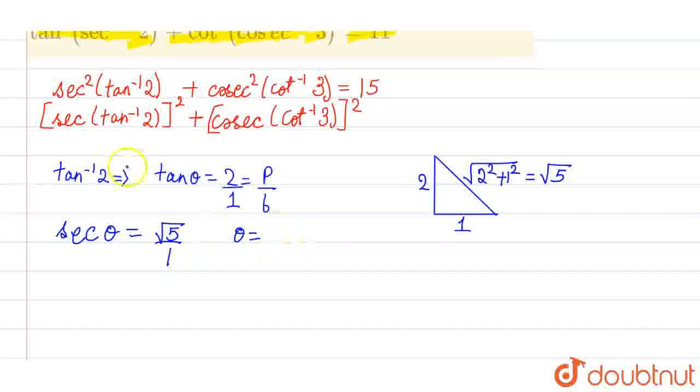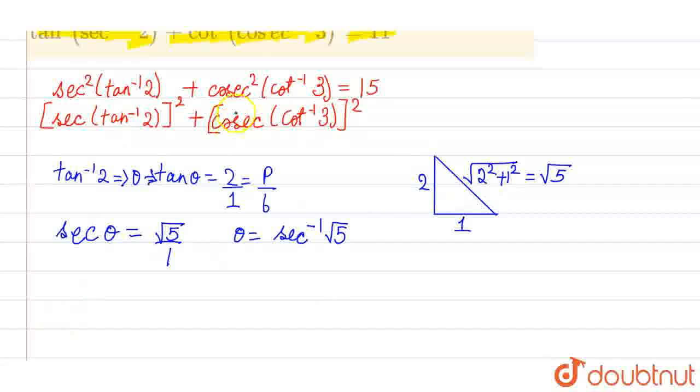If I want the sec theta value, I can write this as root 5 divided by 1. If I consider tan inverse 2 equal to theta, tan theta is equal to 2, so theta is equal to sec inverse root 5. I can put this value here.